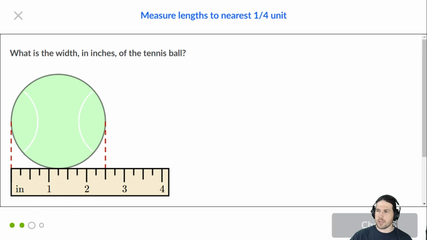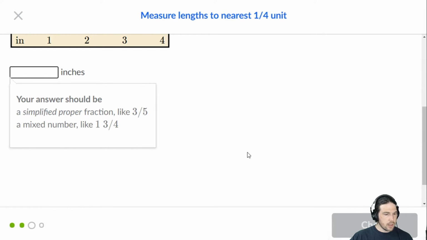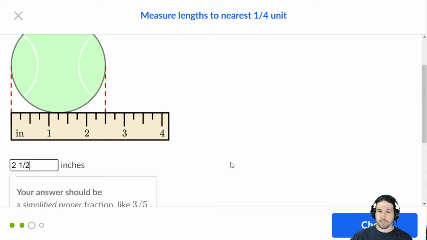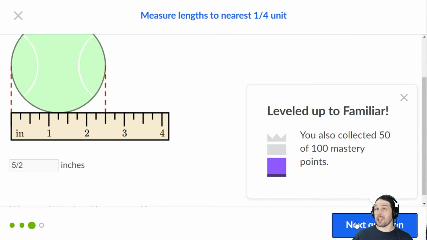What is the width in inches of this tennis ball? Well, again, it's right halfway between 2 and 3. So we're going to say it is 2 and 1/2 inches. Or better yet, let's actually go ahead and put it into a fraction. Let's say it's 1, 2, 3, 4, 5 halves, right? If I break it into halves, then there's 1, 2, 3, 4, 5 of them. So we will say 5 over 2. Also correct, just like 2.5 would be correct once we learned about decimals, which we don't know about yet.